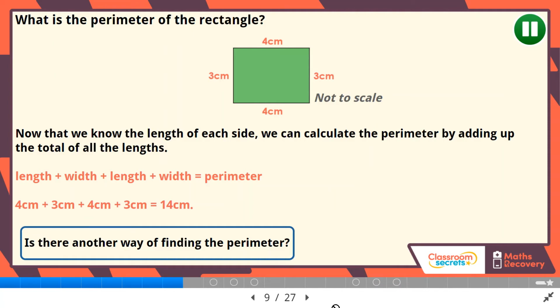Look at the final calculation that we completed in order to find the perimeter. Is there a more efficient calculation that we could do?